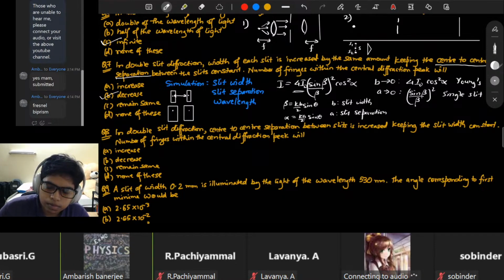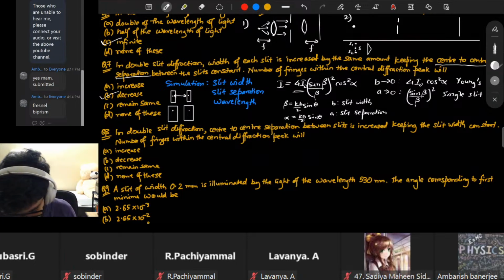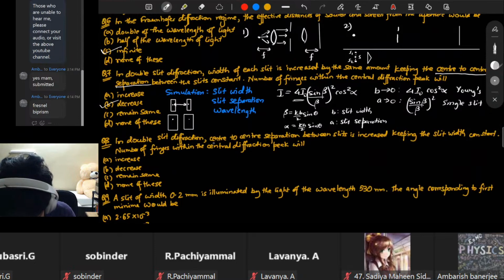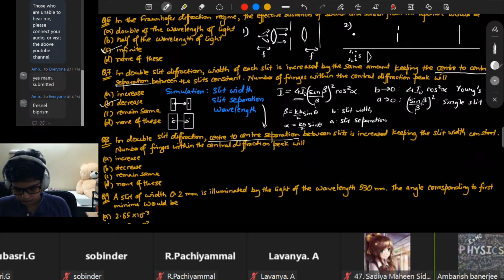Ma'am, what is the center to center separation? That means, as I mentioned above, this slit separation. Slit separation, okay, meaning this separation. Okay.